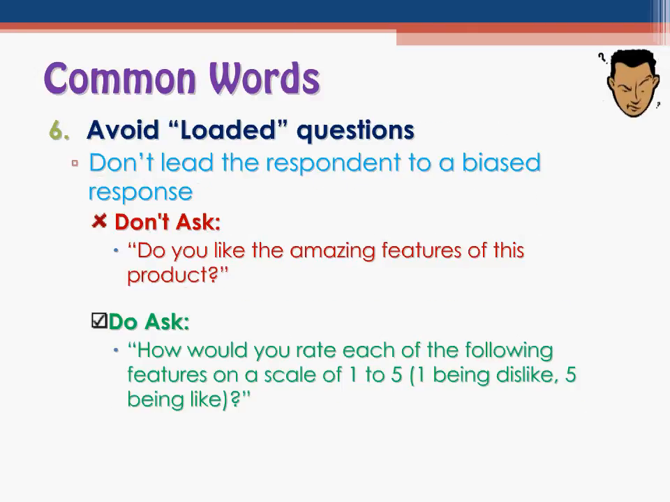And lastly, tip 6. Avoid loaded questions. Loaded questions are those questions that lead the respondent to a biased response. For example, don't ask, do you like the amazing features of this product? You're suggesting that the product has amazing features. That's a biased question. So instead ask, how would you rate each of the following features on a scale of 1 to 5? 1 being dislike, 5 being like. You'd list each of those features, and the people could respond to each of those features without any bias.